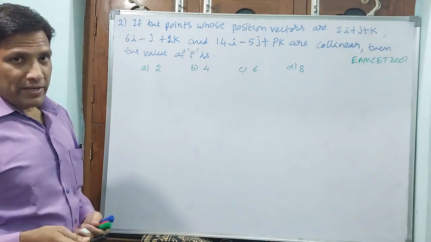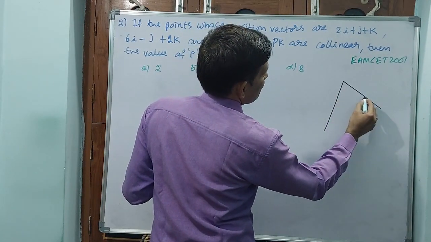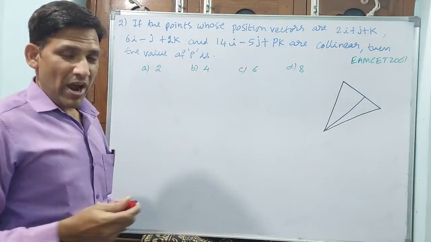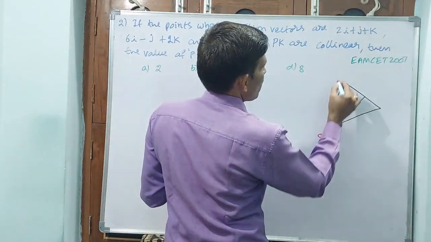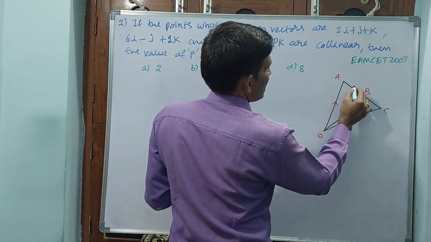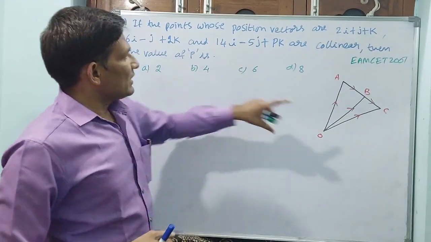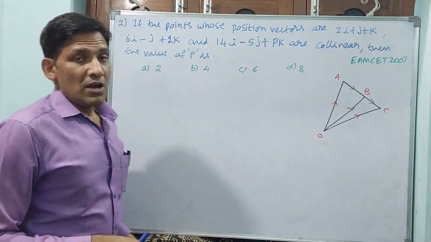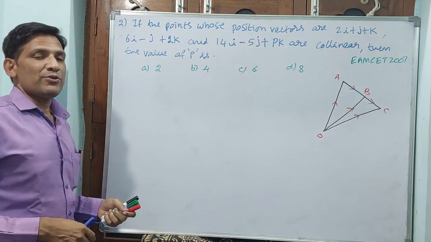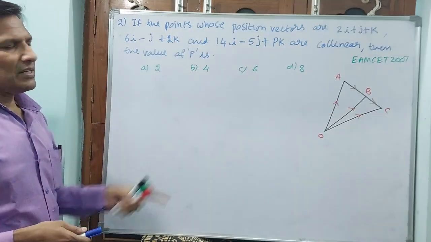Once again I am drawing the figure. Observe carefully the figure first. Take a figure like this and the points also I am putting. You see, take this as O, this as A, this as B and this as C. These position vector arrows I am putting. And A to B, B to C are like this. First vector you take OA, second vector OB, third vector OC. Points are collinear means A, B, C are collinear. Collinear means BC is equal to lambda times AB, or AB is equal to lambda times BC. Both are correct. We can find lambda, any constant. Based on that, we can find the answer.